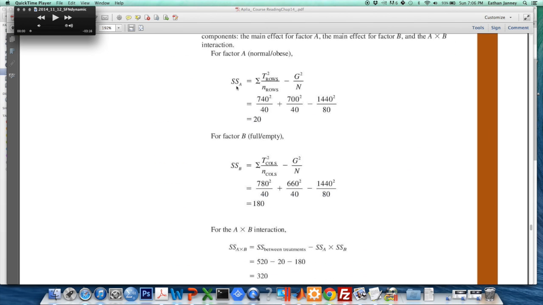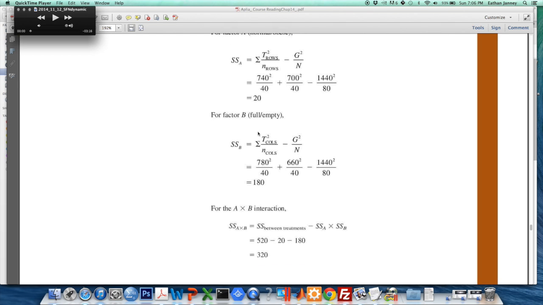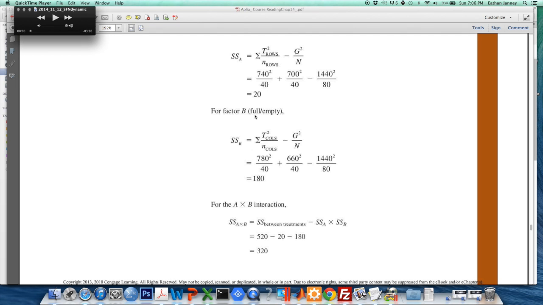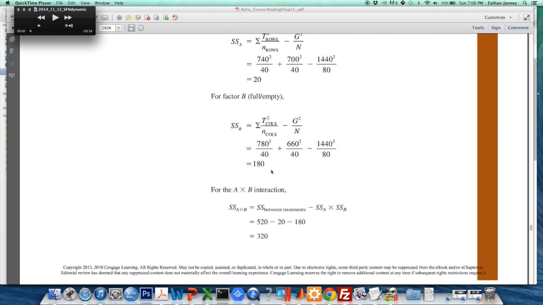So here's how you get the sum of squares for factor A, or the factor where you're talking about the difference between the rows. And this is just a simple matter of using these numbers once you know where they came from. Factor B is going to be very similar, except we're going to do things looking at the columns: T squared columns over n columns. And you can deduce how to do that based on how we just did the rows.